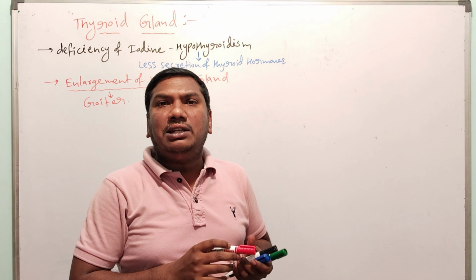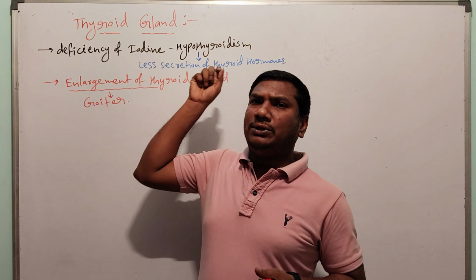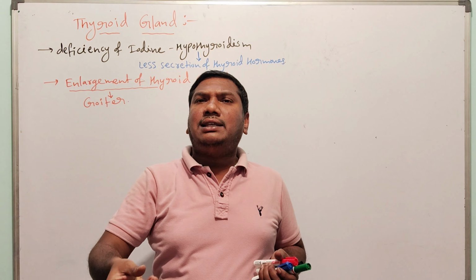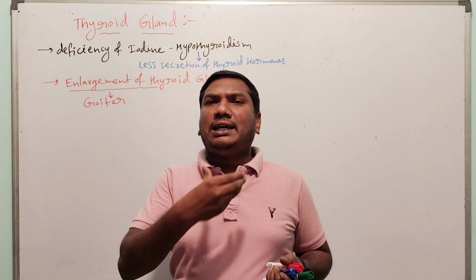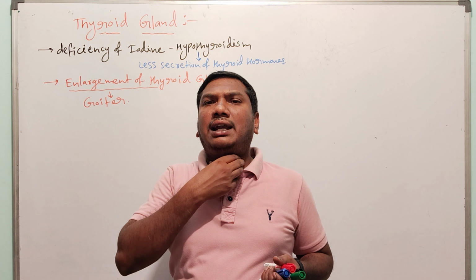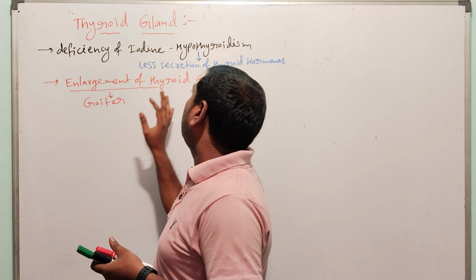So deficiency of iodine in our diet leads to hypothyroidism. Hypothyroidism means less secretion of thyroid hormones. At this time there is enlargement of the thyroid gland, and that condition is called goiter, simple goiter.